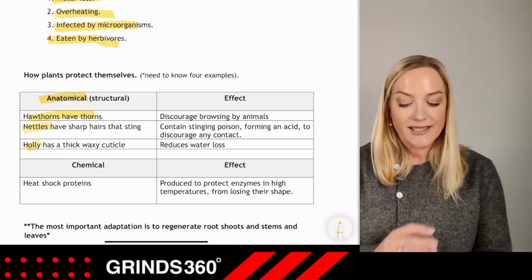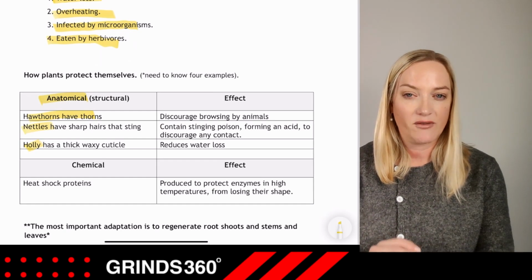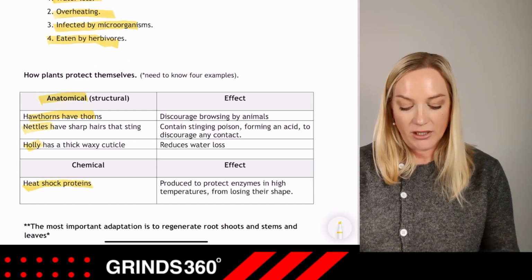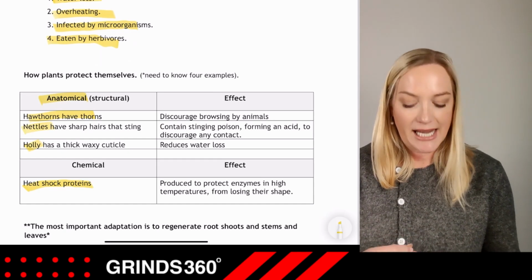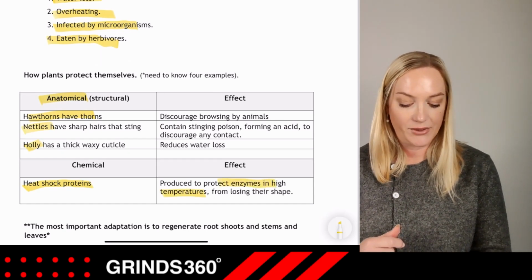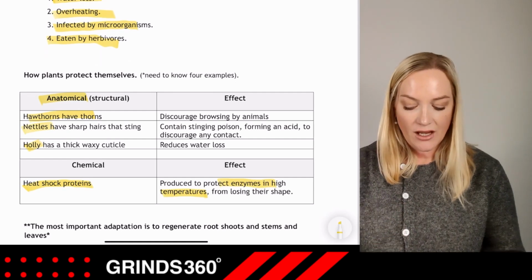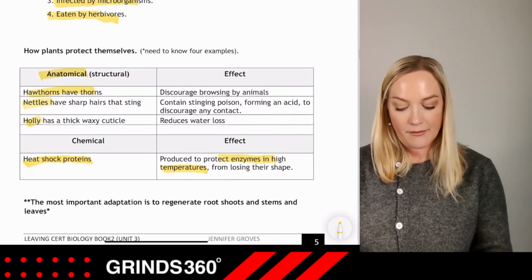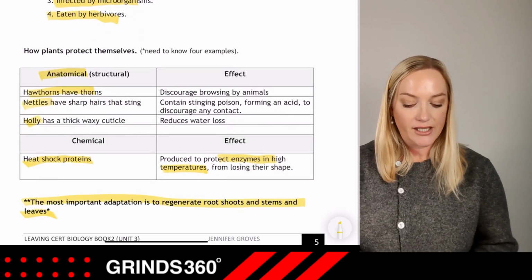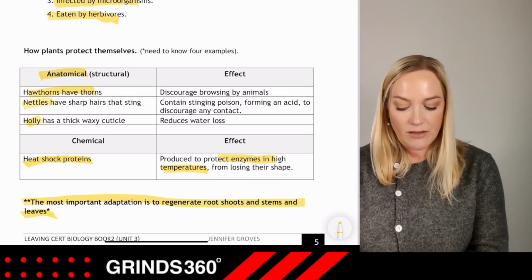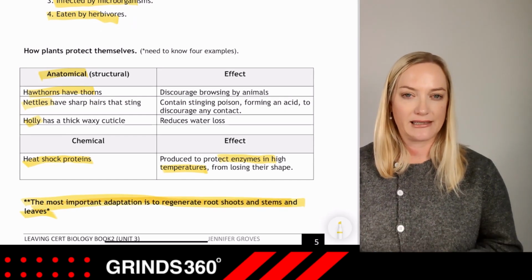Holly has a thick waxy cuticle, and that's there to prevent water loss. And then a chemical adaptation is heat shock proteins, and they're there to protect the enzymes in high temperatures. We don't want those enzymes becoming denatured. The most important adaptation is to generate roots, shoots, stems and leaves. That's the most important adaptation of plants.